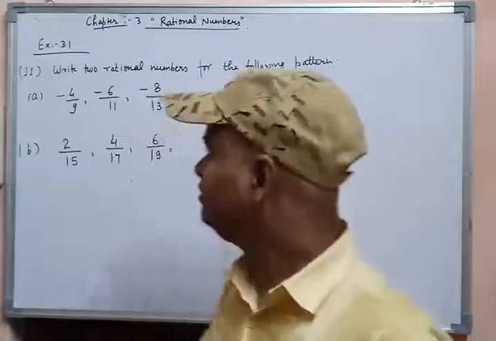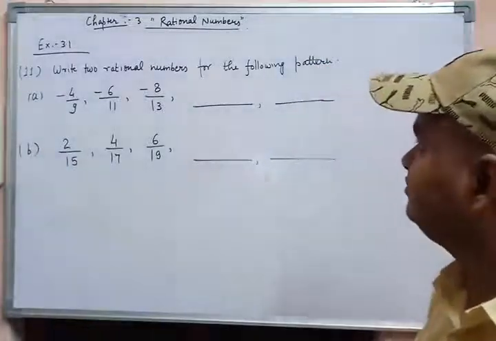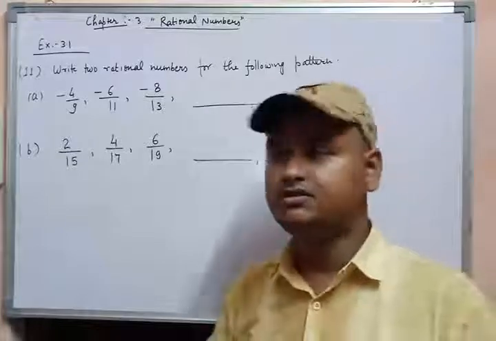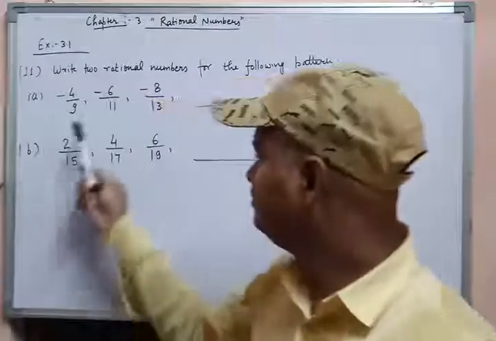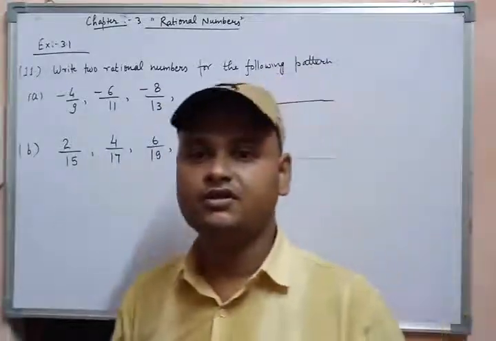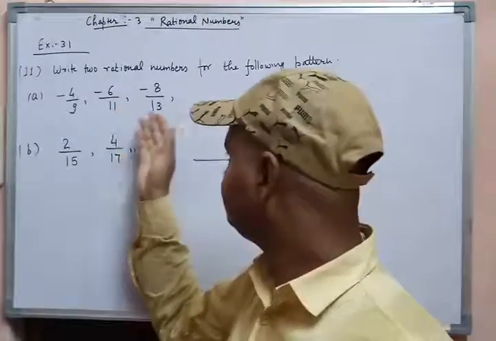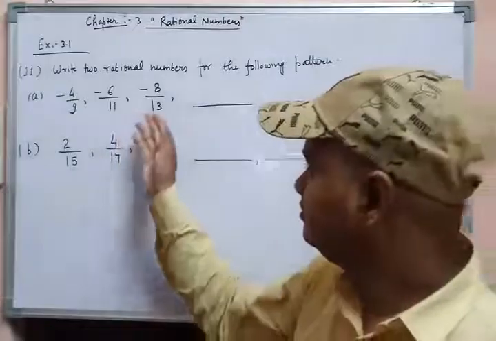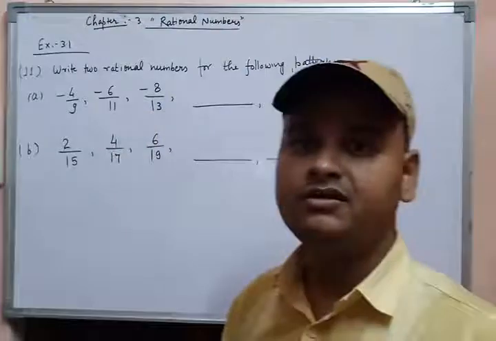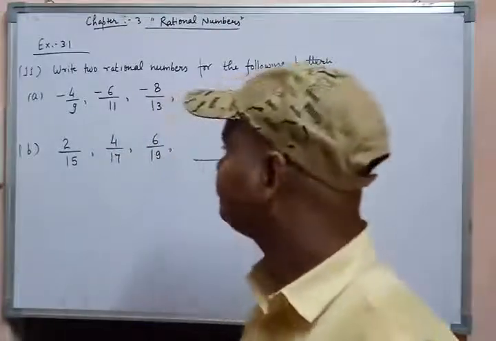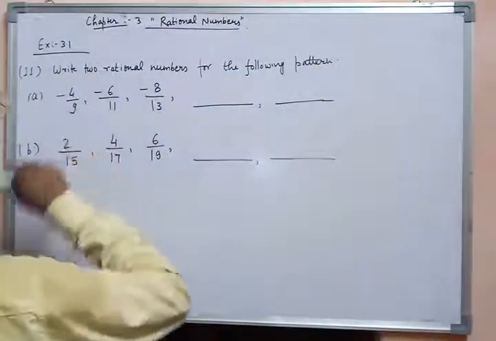So let's start. The first question, the 11th question, is: write two rational numbers for the following pattern. Students, in these types of questions you have to follow the pattern given at the beginning of the question, and before writing the solution, we have to observe what type of pattern has been given. So first we have to observe in this question.